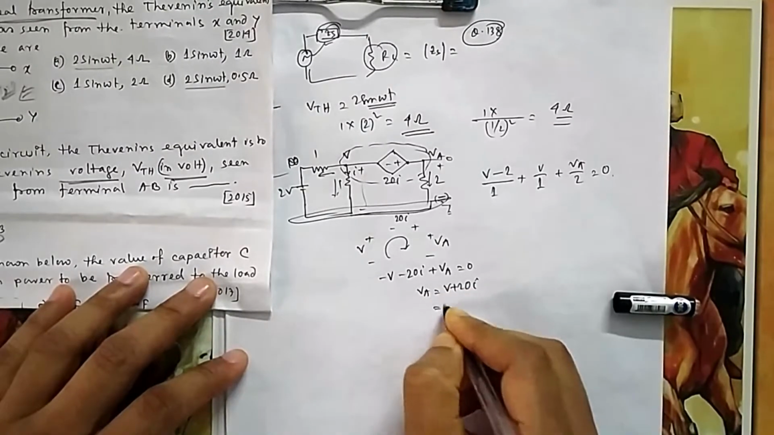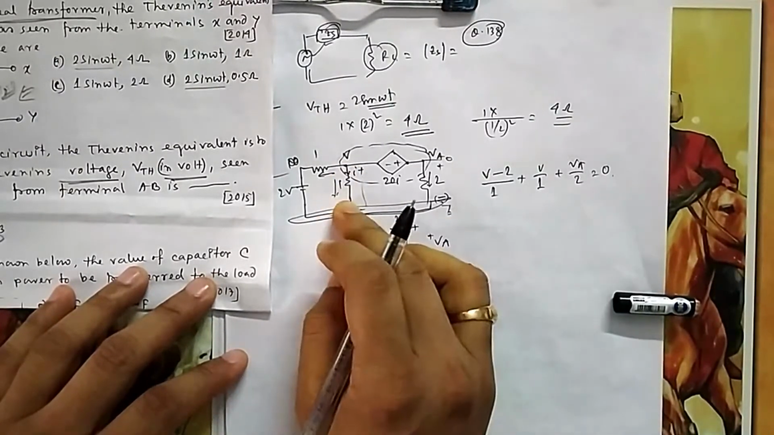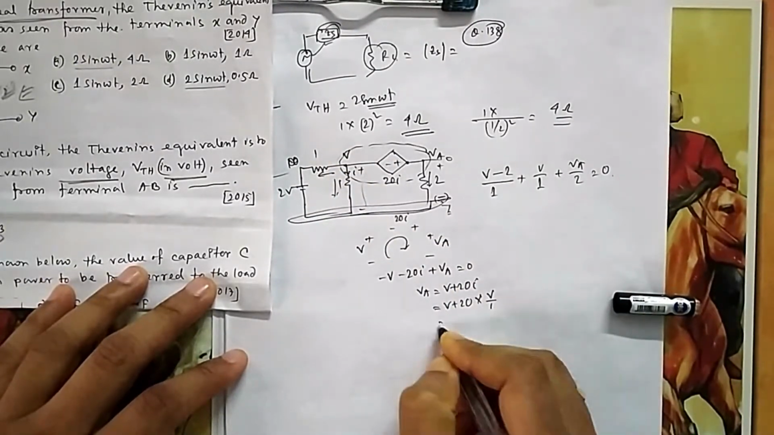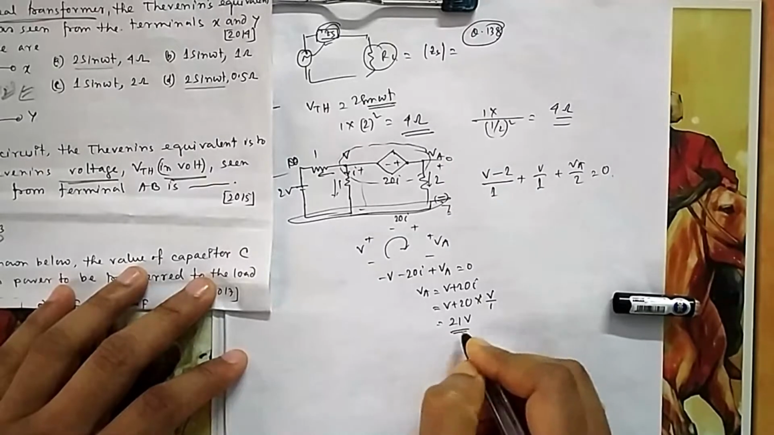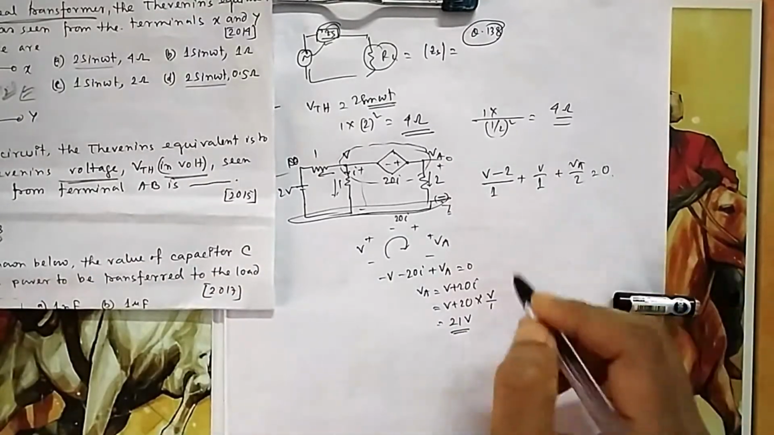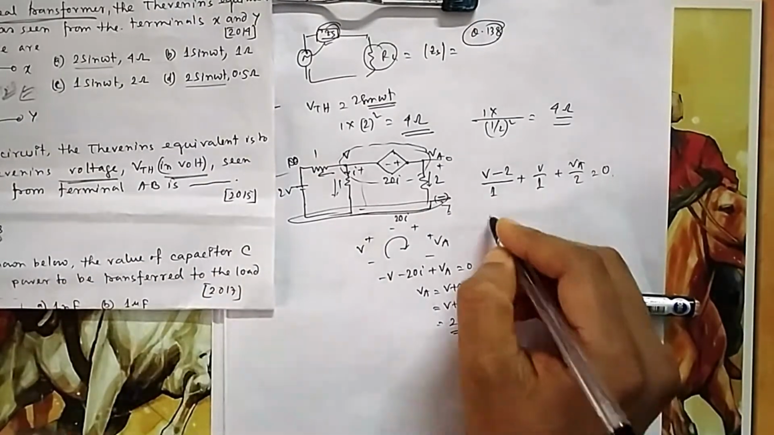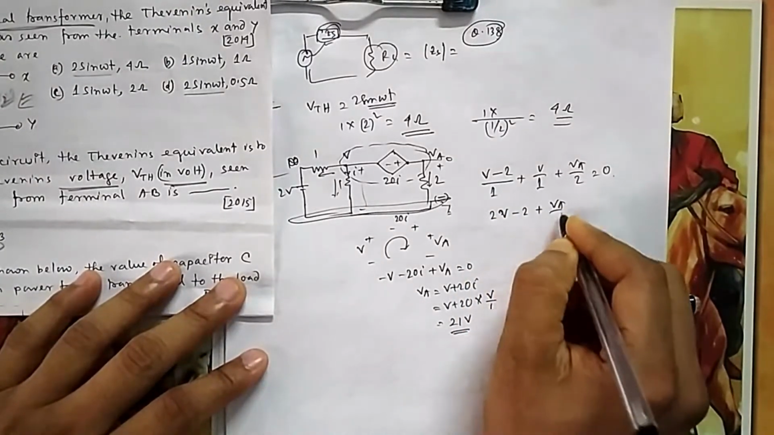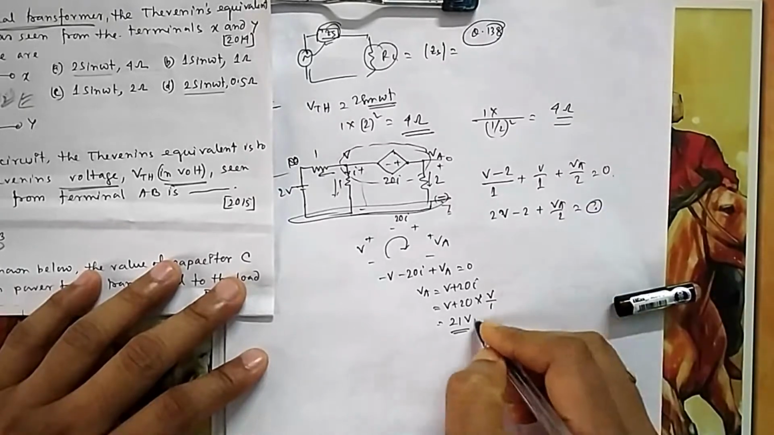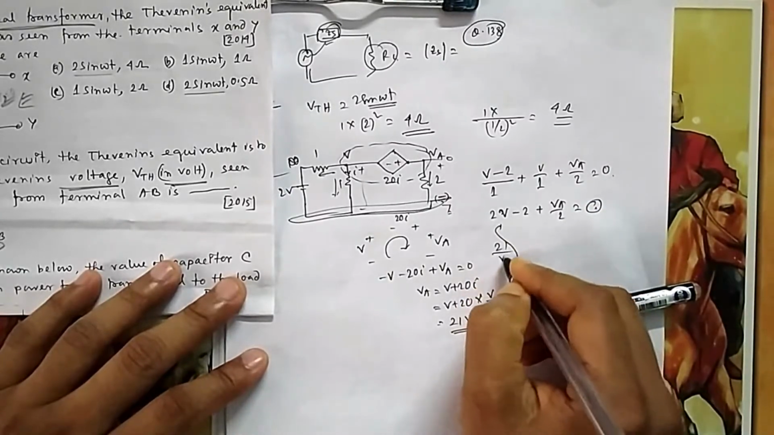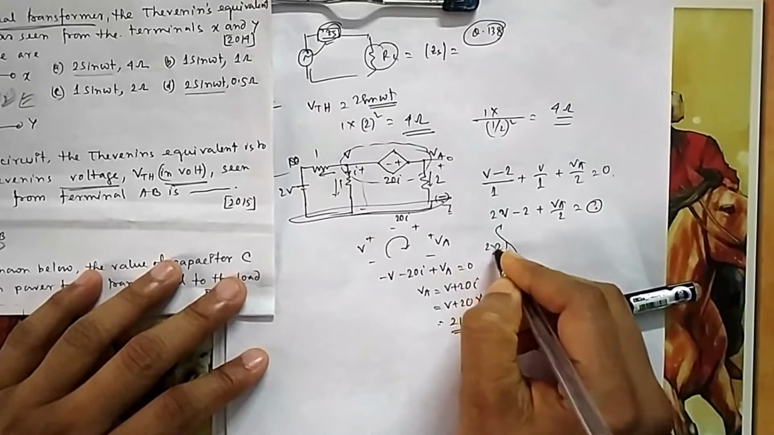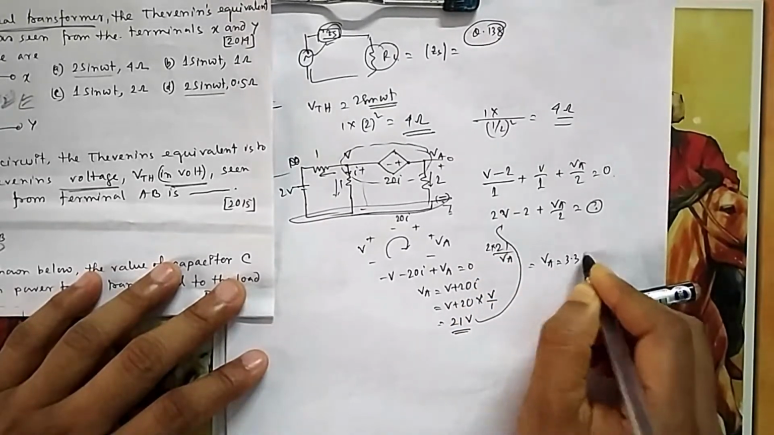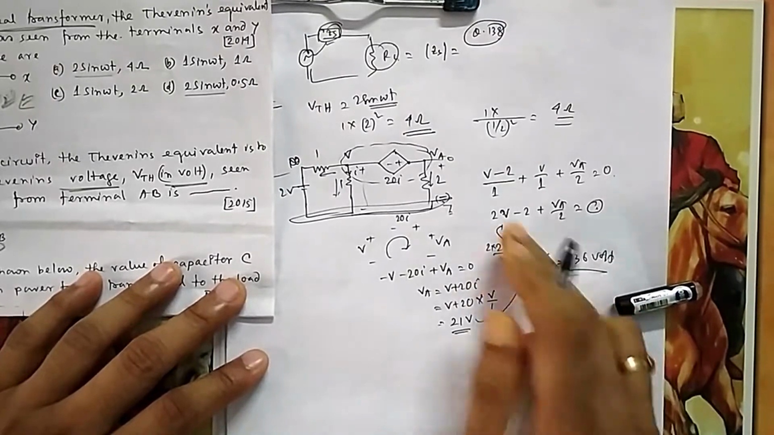Now what is I? I is this current, and this current is V by 1. So VA is equal to 21V. Now because we need VA, in place of V, the equation will be (VA by 21 minus 2) plus VA by 2 is equal to 0. So in place of V you put VA by 21. Finally, if you put it in and calculate, you will find your answer is 3.36 volt. I am not doing it, you can easily do it and then simplify.